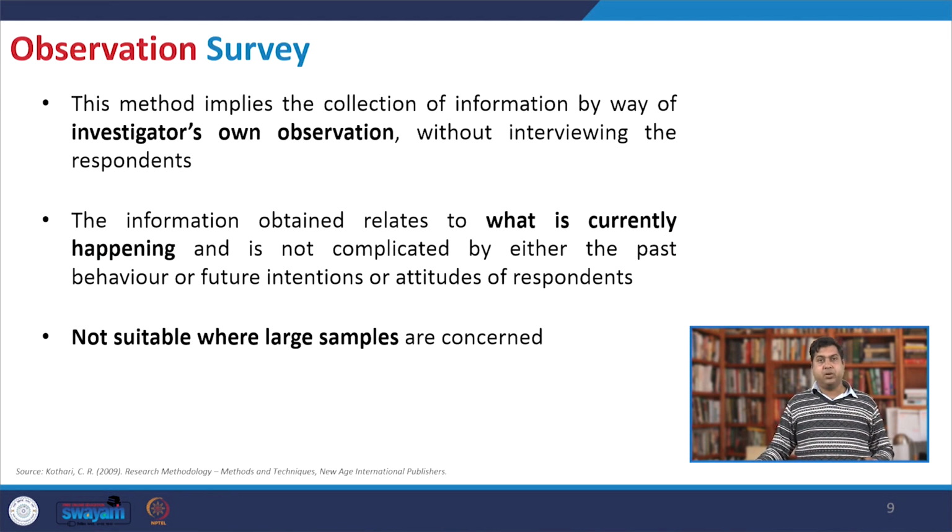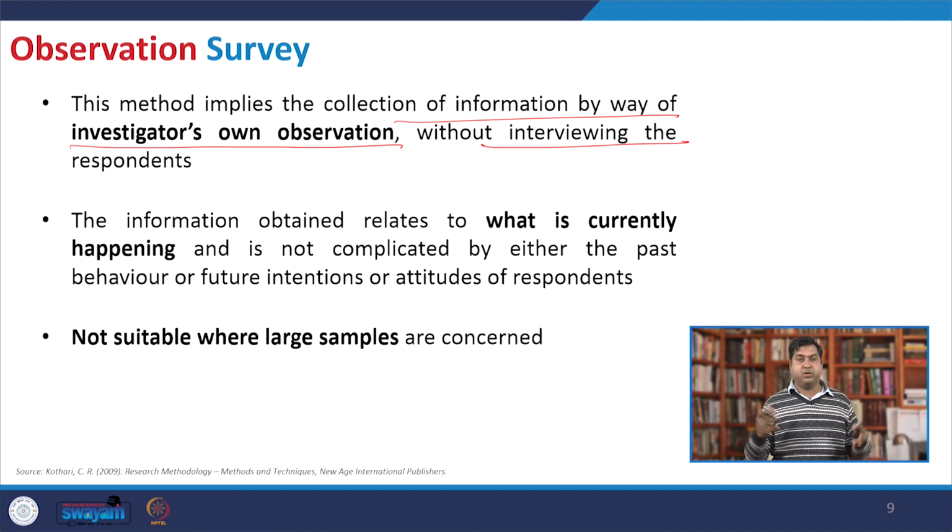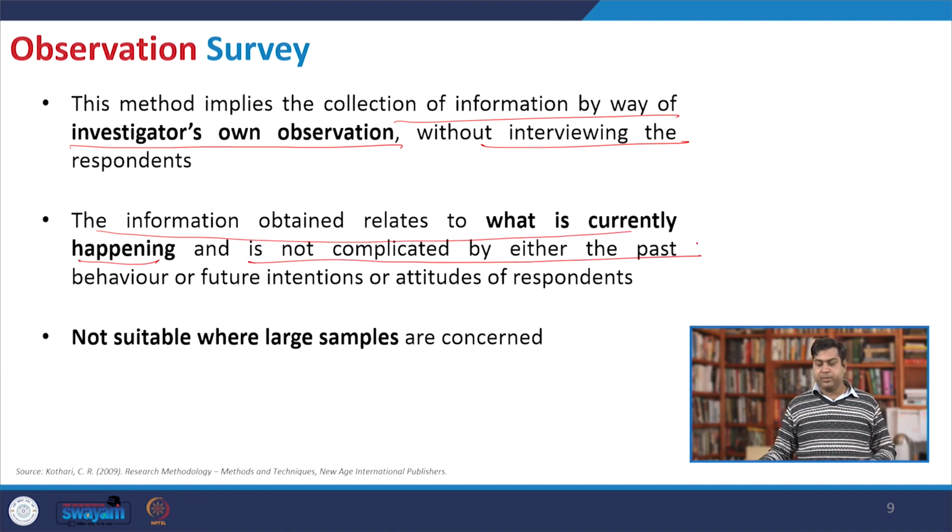Now, the other type is based on the way we administer. Observation survey: this method implies the collection of information by way of the investigator's own observation without interviewing. There is nobody participating and nobody I am asking questions; it is the investigator or researcher's own observation. The information obtained relates to what is currently happening, and it is not complicated by either past behavior or future intention or attitude. Because it is observation, it is something currently happening. I cannot observe something which has happened, or what is going to happen tomorrow.